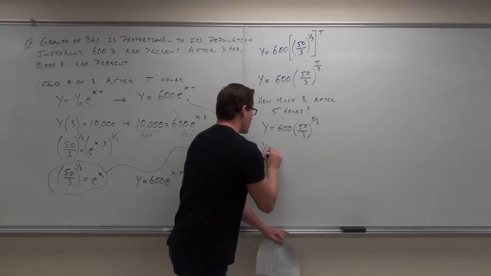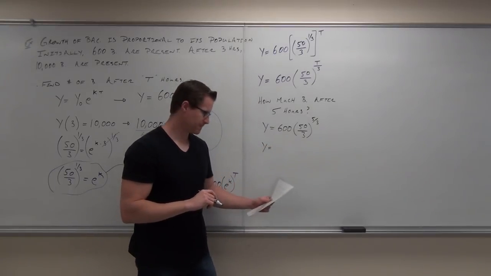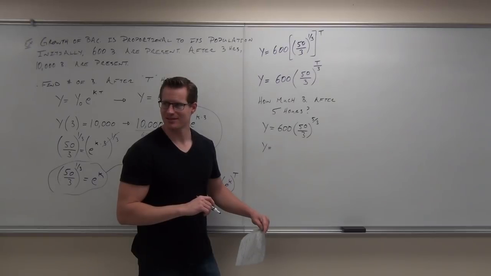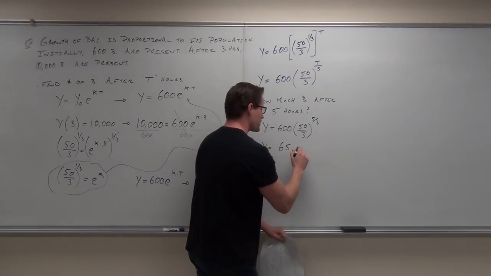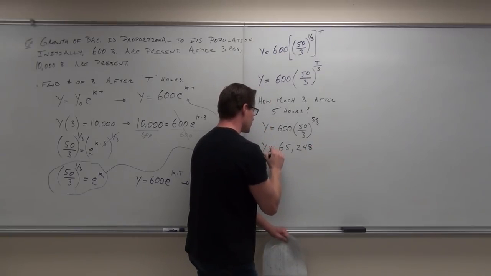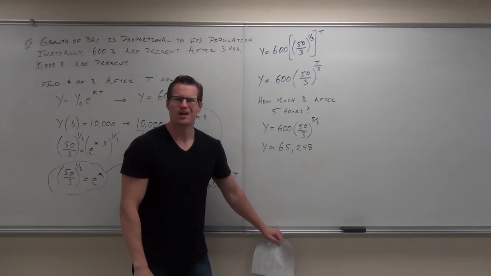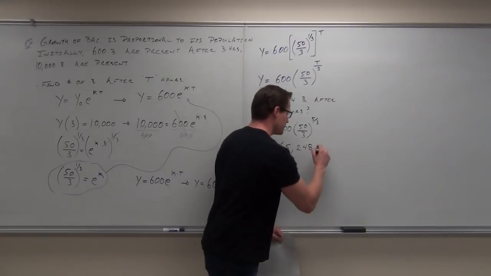And y would equal what? 65,247.8. Let's just call it 248. 6.5 times 10 to the 4th. About 65,248. 65,248 what? Bacteria. Little bitty bacteria.